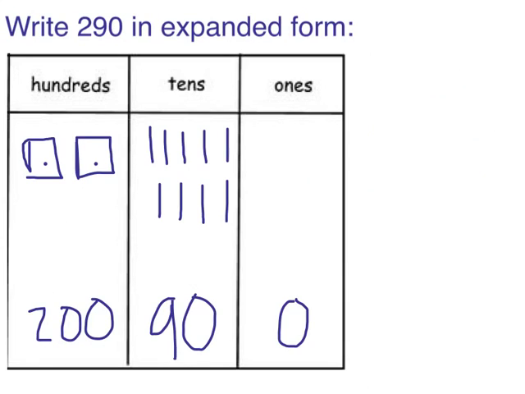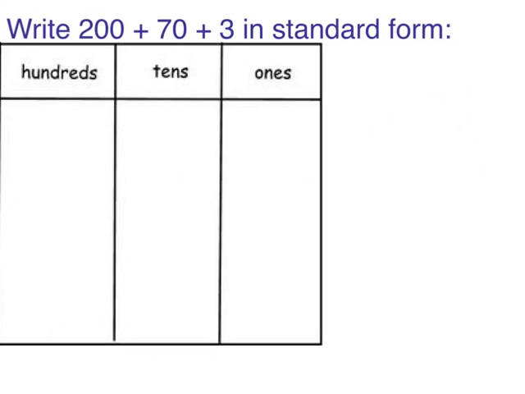To write this number in expanded form, now I'm just going to add my values together. I don't have to include the 0 because it has no value. 200 plus 90. 2 hundreds plus 9 tens would give me the number 290 in expanded form.